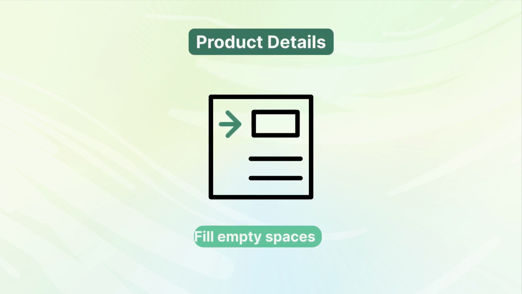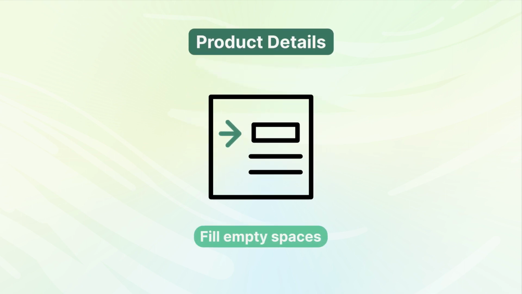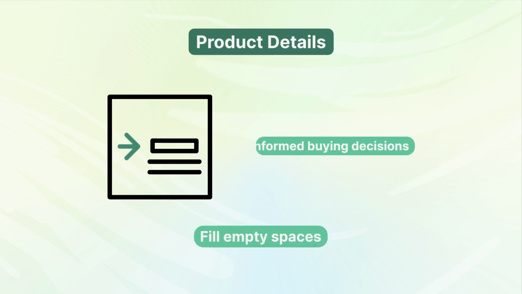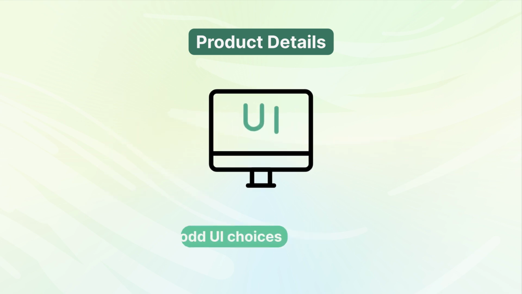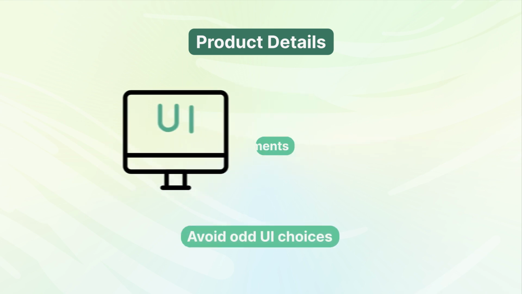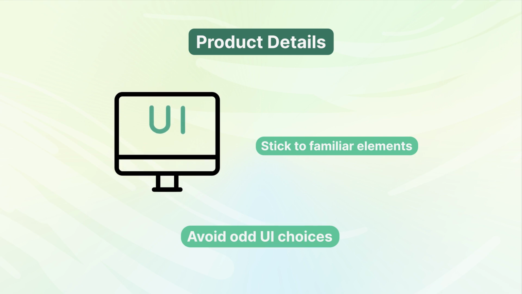Next, we look into the product details. First, fill any empty spaces with descriptive product details. It helps customers make informed buying decisions. Second, avoid odd UI choices. Stick to familiar elements that enhance the user experience.